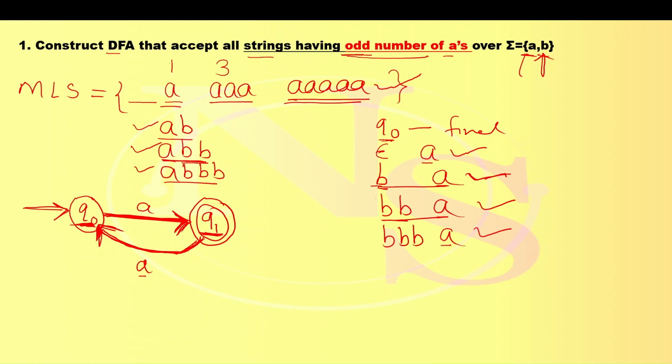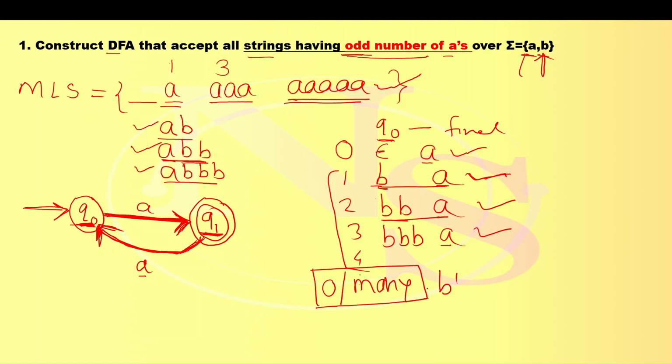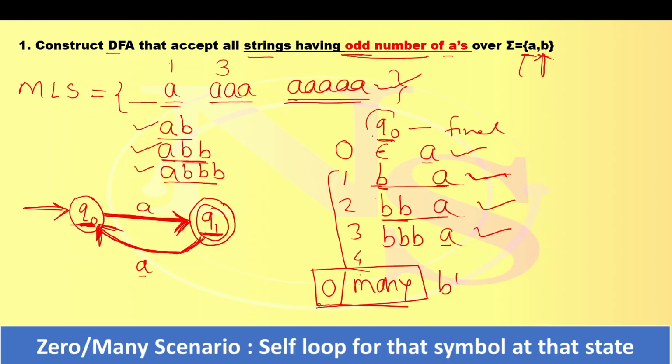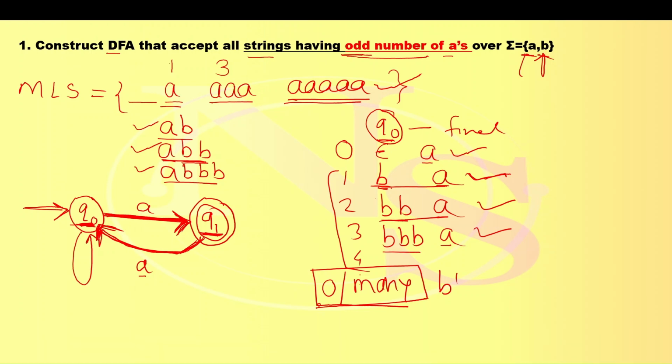What I mean to say is, Q0 is looking for transitions for 1 B, 2, 3 or 4 or multiple B's, as well as 0 B's. It means Q0 is looking for 0 or many B's. As I mentioned in my previous videos, whenever in TOC you face the scenario of 0 or many, you have to give a self loop to that particular state. Here it is Q0. For which symbol? The symbol is B because 0 or many B's. So write down B here.